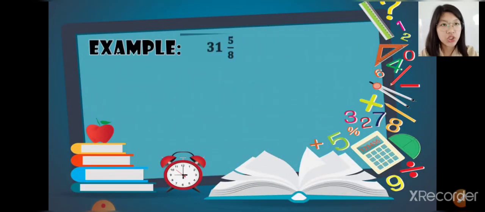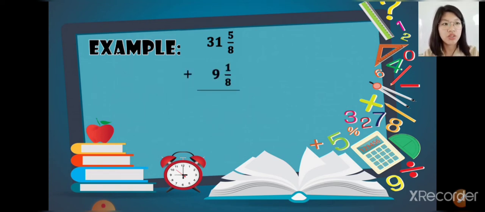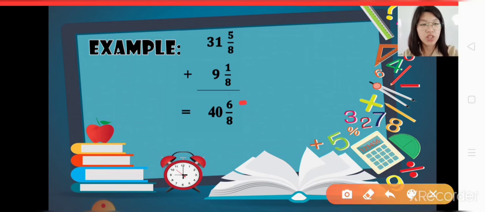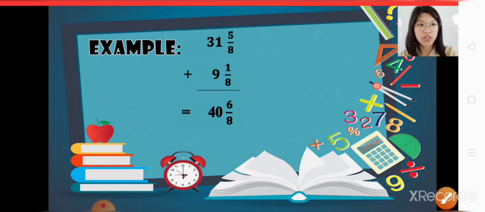Next. 31 and 5 over 8 plus 9 and 1 over 8. So, ano yung fraction? 5 over 8 and 1 over 8. So, dito, 5 plus 1 will give you 6. And yung denominator which is 8, kaya 6 over 8. Then, 31 plus 9 will give you 40. Pero, ang 6 over 8, pwede pa siyang i-lowest term. So, di-divide natin sila by 2. Kaya, 6 divided by 2 will give you 3. Then, 8 divided by 2 will give you 4. So, 40 and 3 over 4 yung magiging answer.